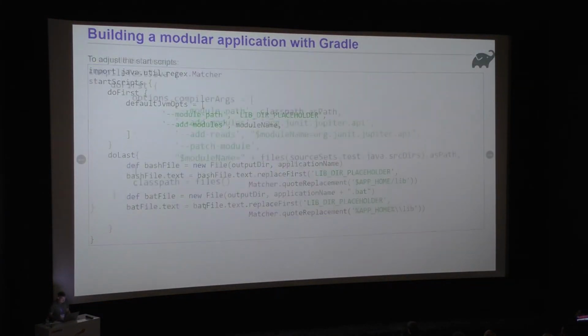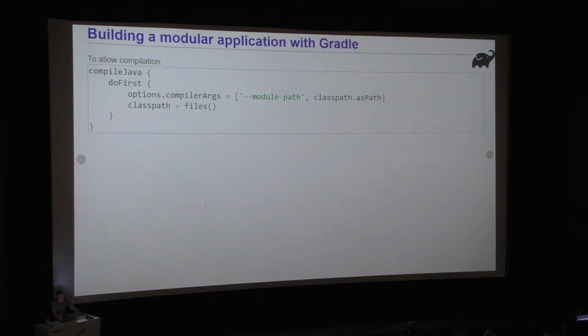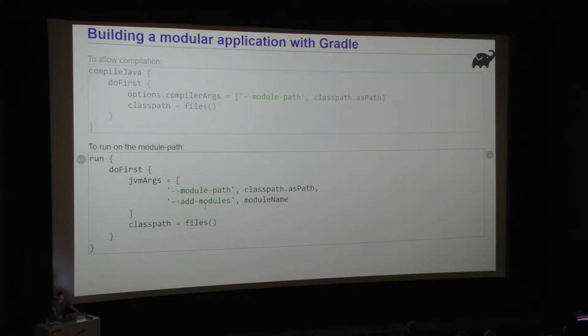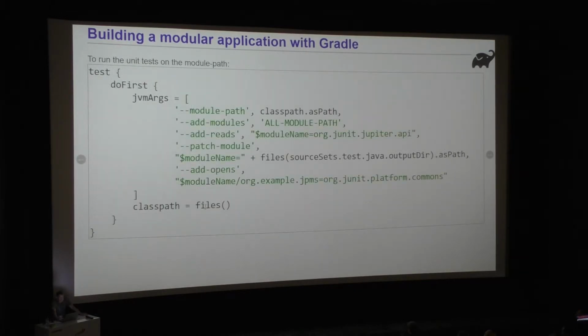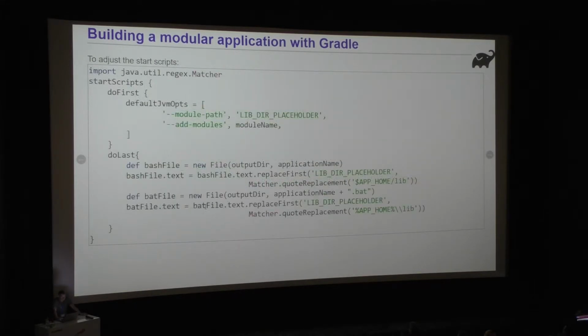So let's recap. We needed to tell Gradle how to compile the code on the module path, how to execute it on the module path, how to compile the tests on the module path, and how to execute them on the module path. And finally, we needed to tell Gradle how to adjust our start scripts in order to execute the code on the module path. This is quite a lot of work.